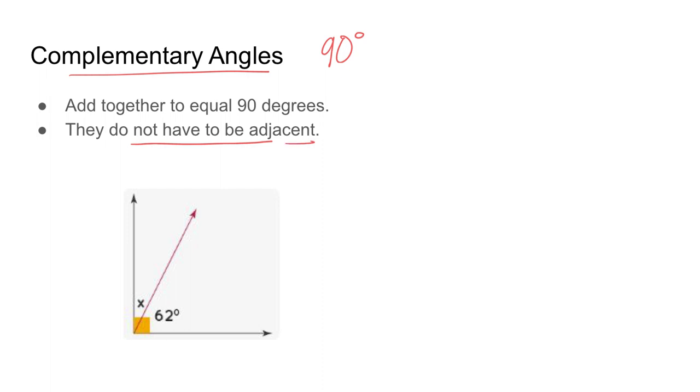These two angles here, so this angle right here is adjacent to this angle here. And we know that they are complementary because we see this box right here in the corner, and that means a measure of 90 degrees. But they don't necessarily have to be adjacent, okay? They do not have to have the same side.